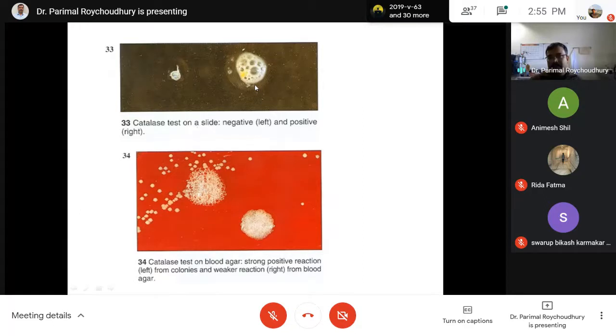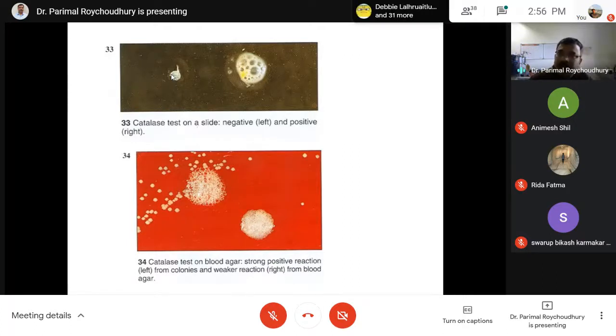So it's a very simple test. You take a glass slide and take a few microliters of hydrogen peroxide, and then you pick up a colony and mix it up. Immediately, if there is effervescence formation, that indicates this bacteria is positive for catalase enzyme. Whereas on this side, showing the bacteria after mixing, there is no effervescence formation. That means this organism is negative.